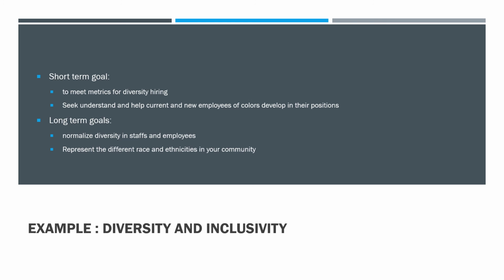Alright, let's go back to our example with diversity and inclusivity. In phase 2, our short-term goal or our short-term win was to meet our metrics of diversity hiring and to seek understanding and help our current and new employees of color develop within their positions. Now we are in phase 3, so our long-term goal in phase 3 is to normalize diversity in our staff and employees and represent the different races and ethnicities in our community.